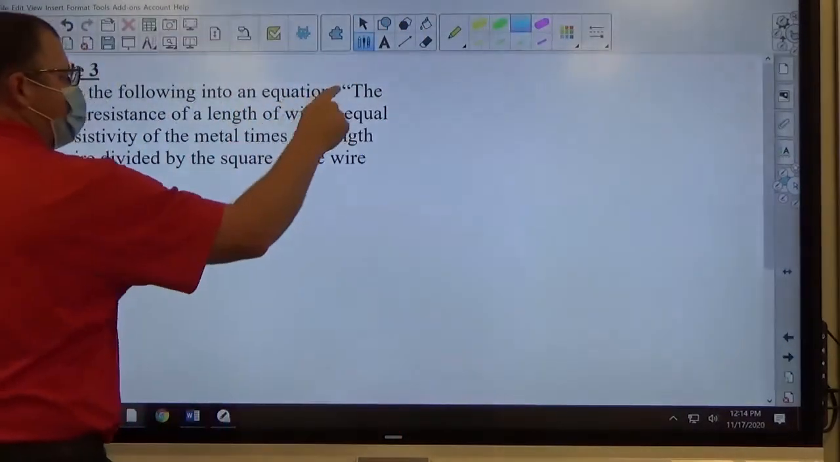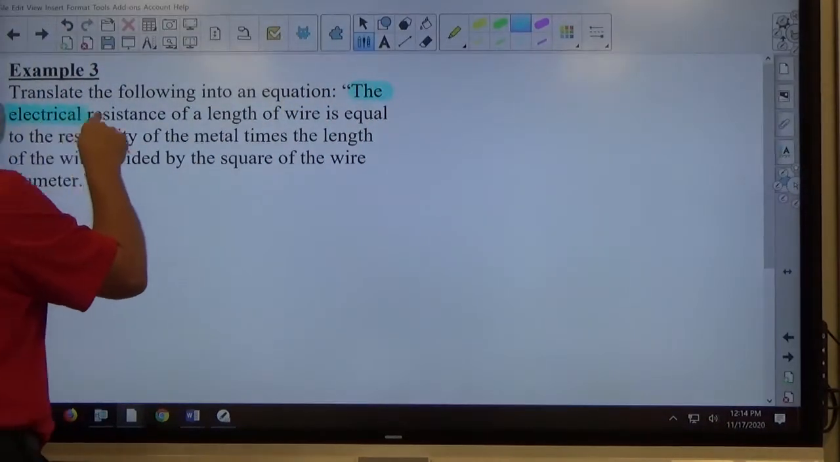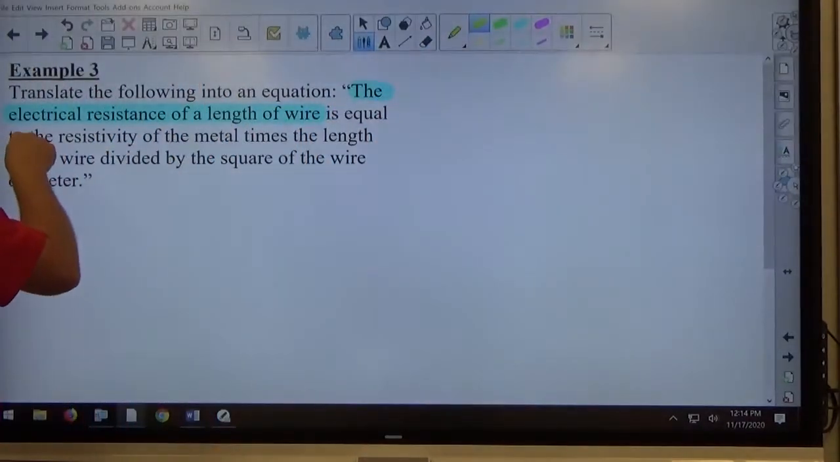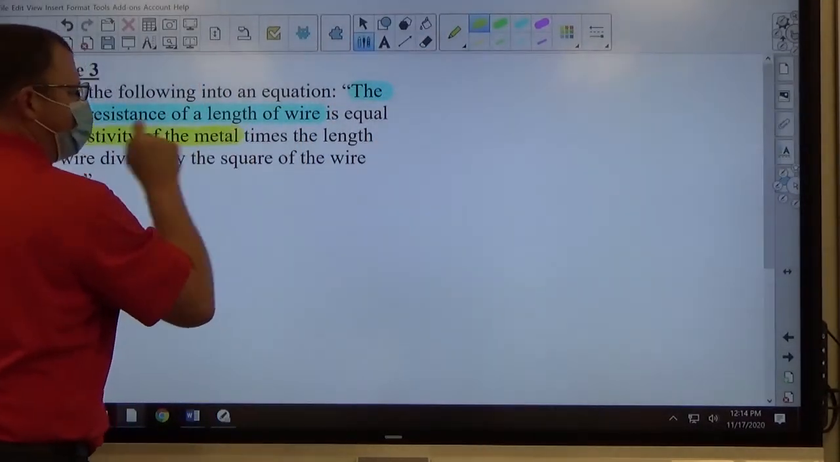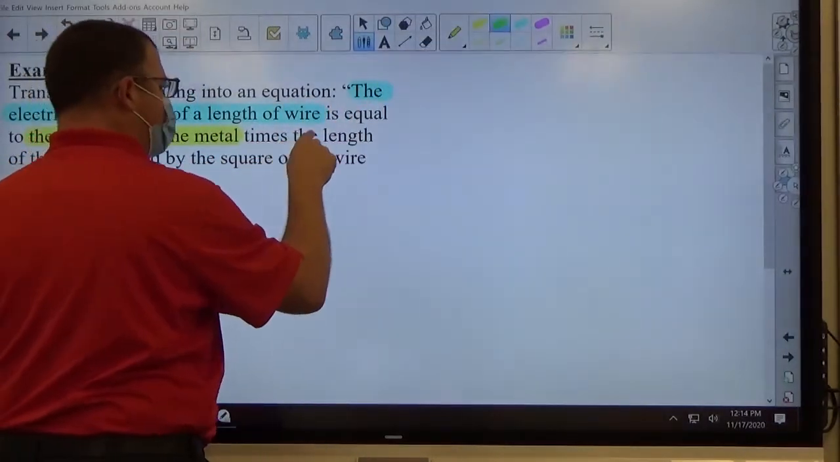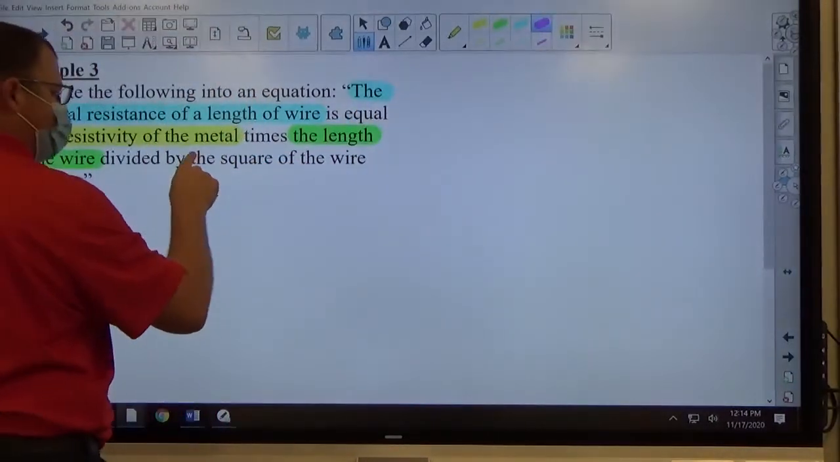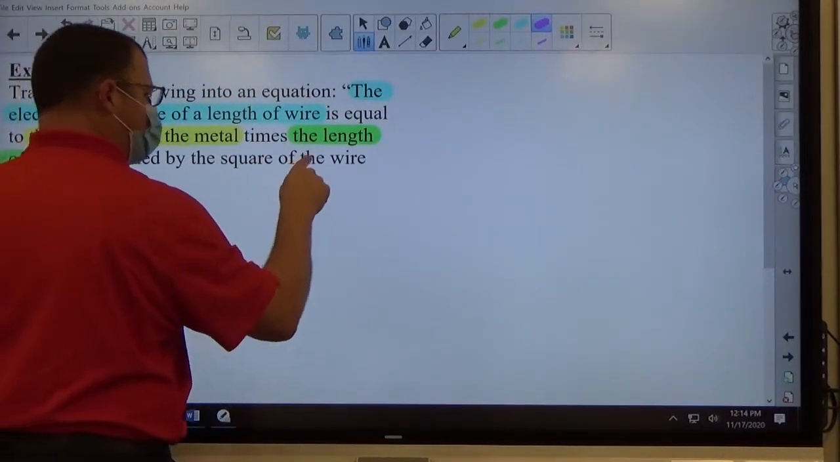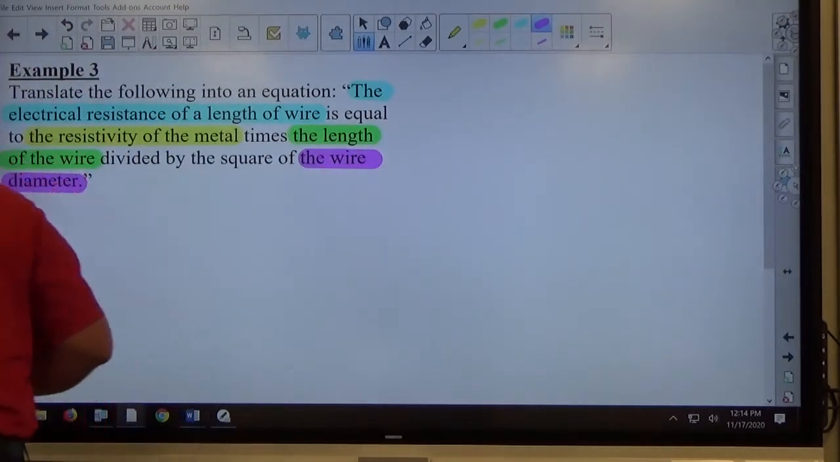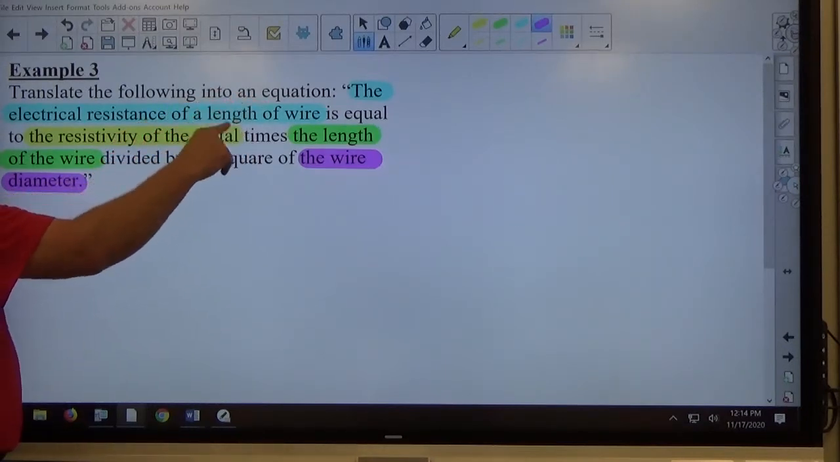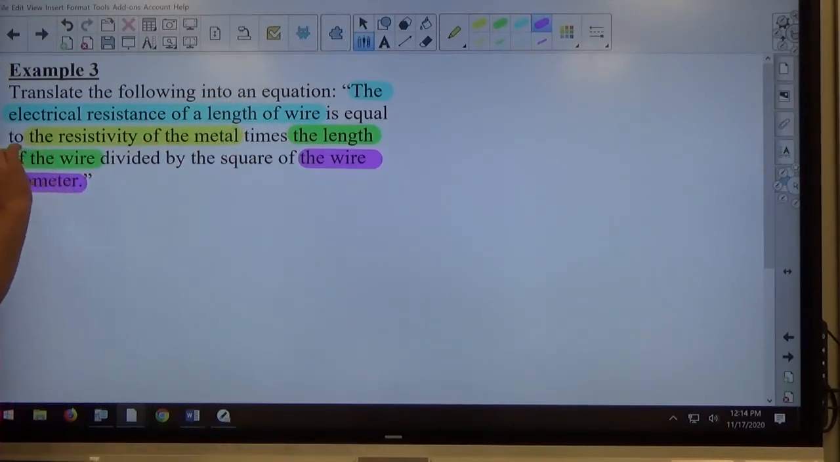So, the electrical resistance of a length of wire is equal to the resistivity of the metal times the length of the wire divided by the square of the wire diameter. Be very careful only to highlight the words that aren't math words. All right? So, equal to, times, divided by, the square of, right?